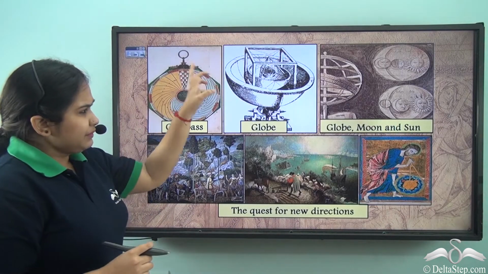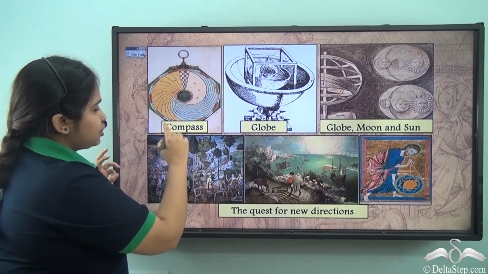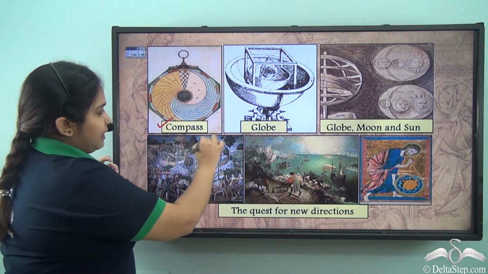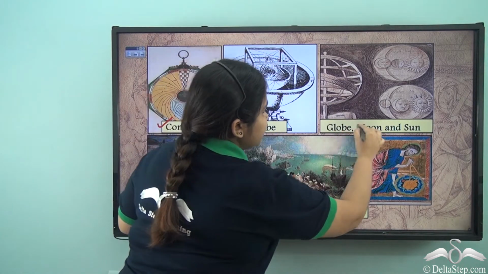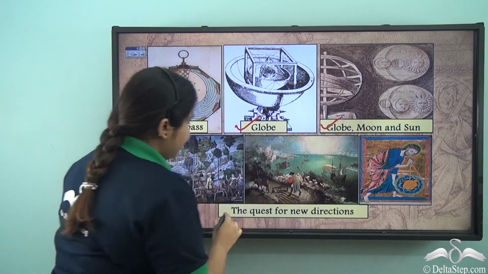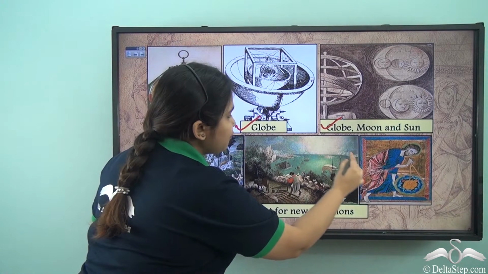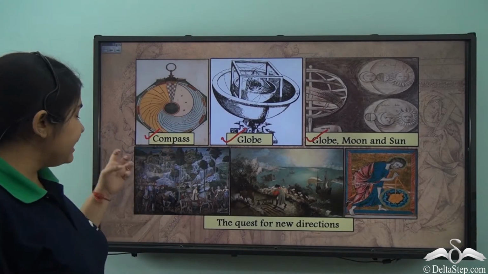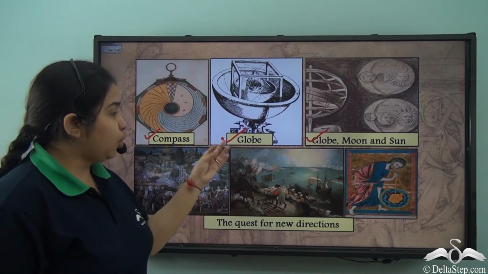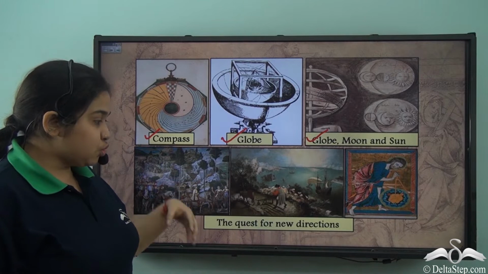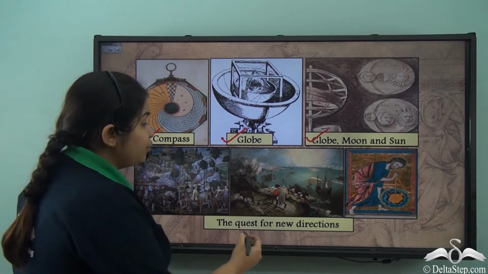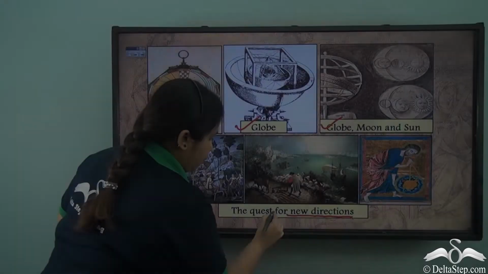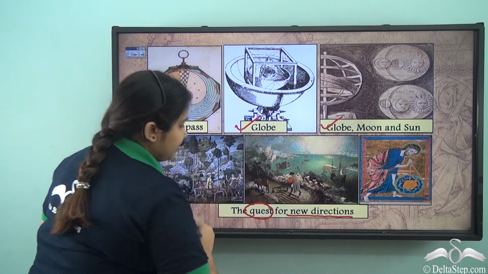Now, this particular slide shows us the compass, the globe, the study of the moon and sun, and then a series of these pictures. So we see that these things like the compass, the globe, the map were being used to search for new directions, to quest for new things.